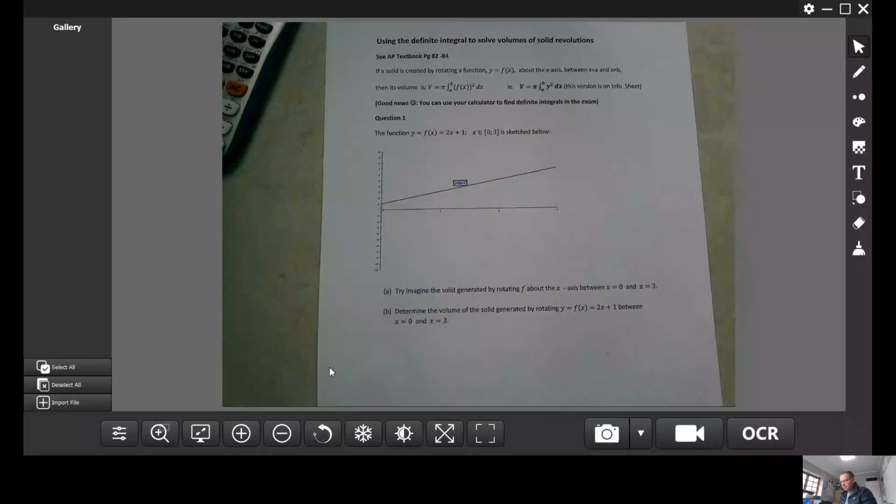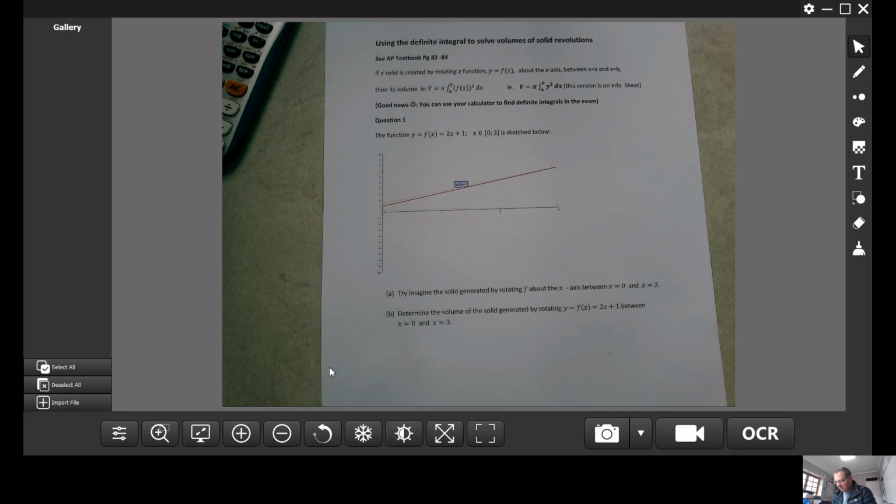That's using the definite integral to solve volumes of solids of revolution. It comes from the Evans AP textbook; the examples are on pages 82 to 84.